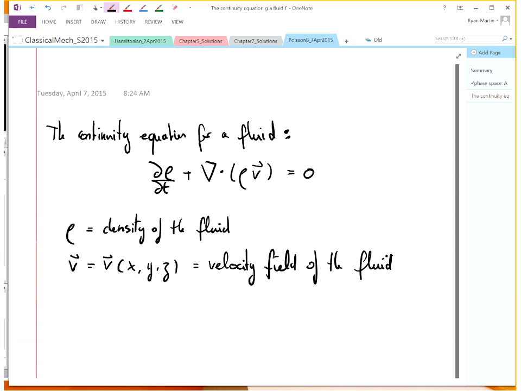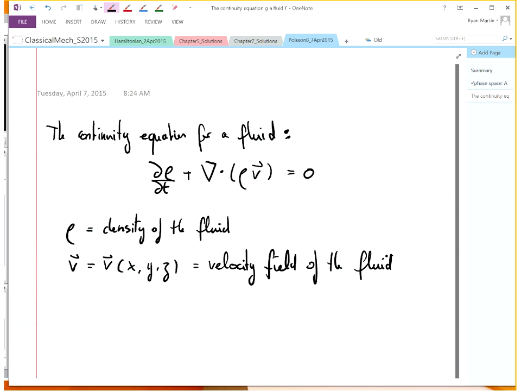The other operation you can do is the del operator. You can do a cross product with the quantity. That's called the curl. Right? That comes up, for example, in electromagnetism. Right? You're always taking the curl of the magnetic field. And that tells you something about how the field is rotating. So magnetic fields often have a curl, so they have curved field lines.